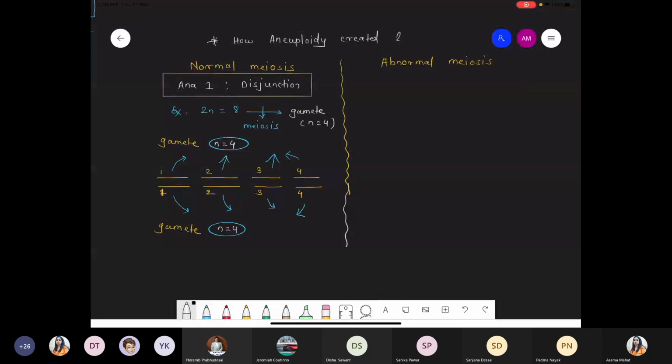But when we talk about abnormal meiosis, during anaphase 1, when the homologous chromosomes get separated, the process that occurs is non-disjunction. Non-disjunction is nothing but unequal segregation of chromosomes.